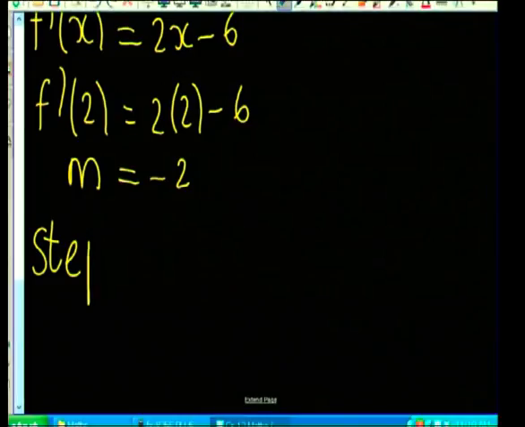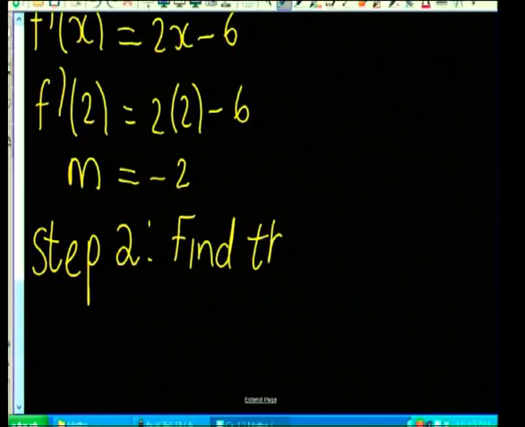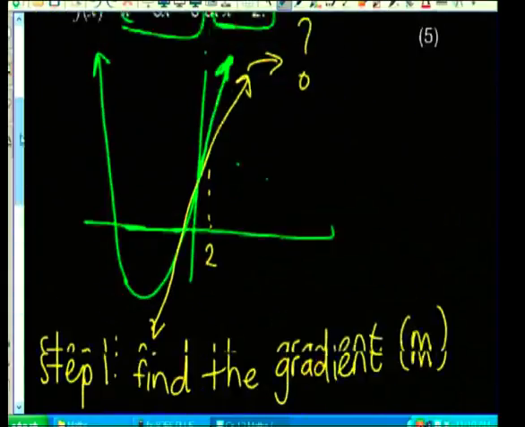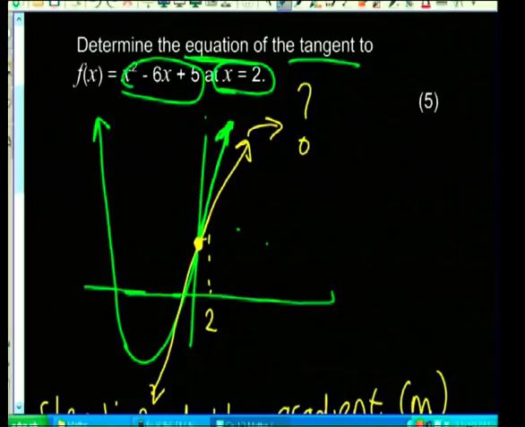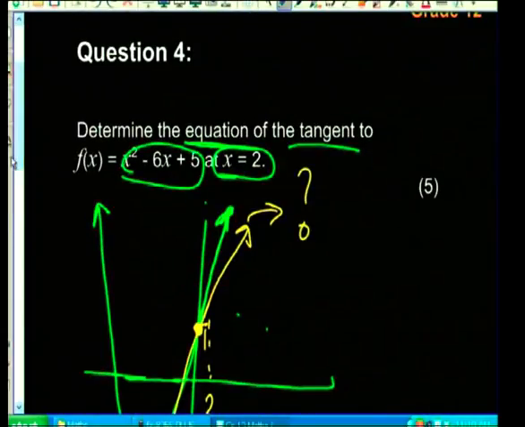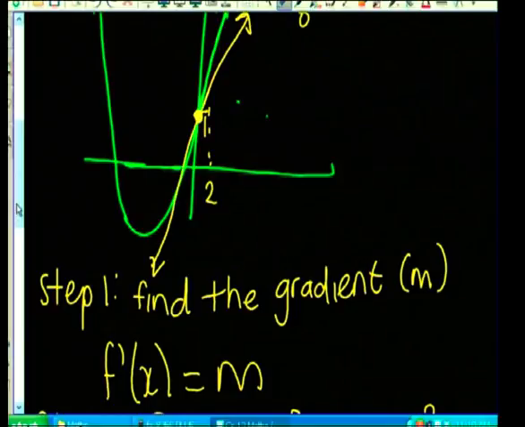Step 2 is to find the point of contact. Now the point of contact is, in other words, this point here. We only know the x, we don't know what the y is. So we need to find the y. And we can't assume, remember my sketch, guys, is drawn freehand, so we can't assume that it is at 0. We need to actually prove whether it is or is not at 0, because my sketch is not to scale.